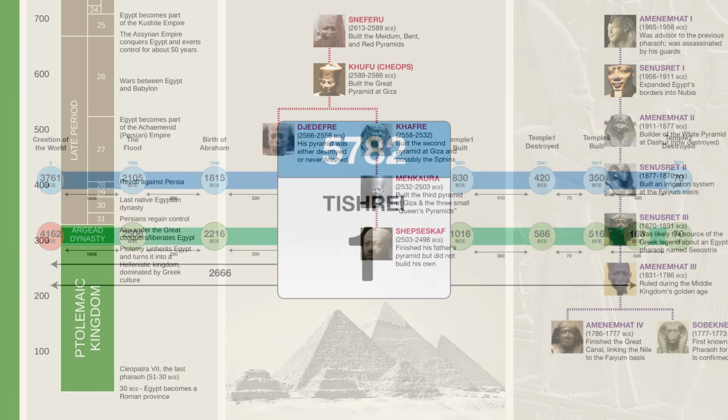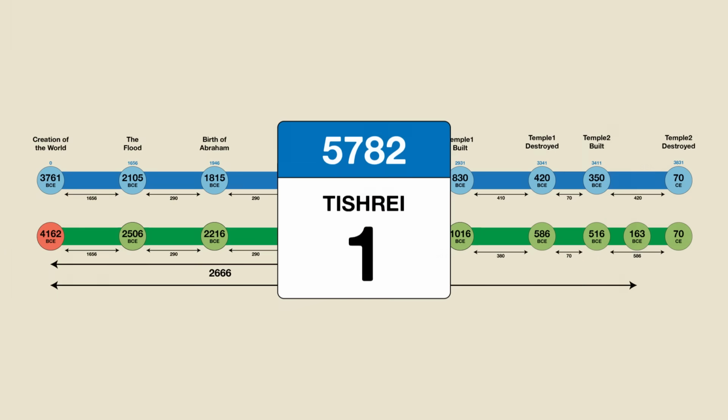So that was a look at biblical chronology, including an explanation for why this coming Tuesday is the start of the year 5782 on the Jewish calendar.